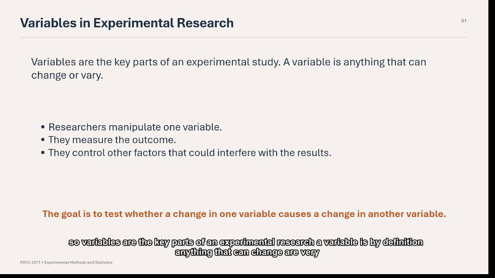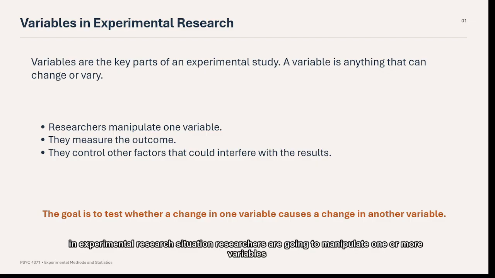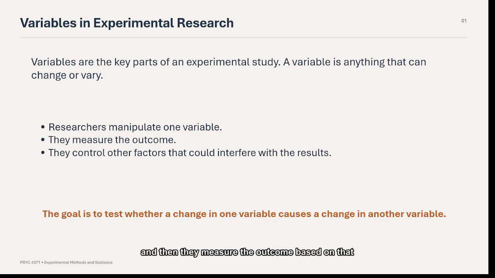So, variables are the key parts of experimental research. A variable is, by definition, anything that can change or vary. In an experimental research situation, researchers are going to manipulate one or more variables, and then they measure the outcome based on that. They also need to control other factors that could interfere with the results.